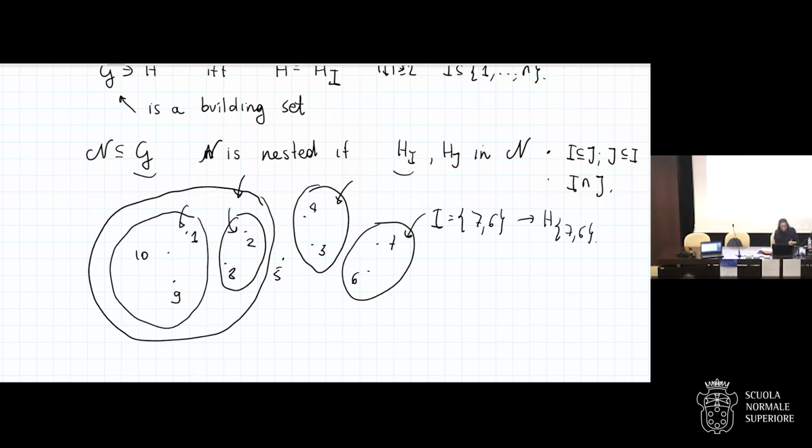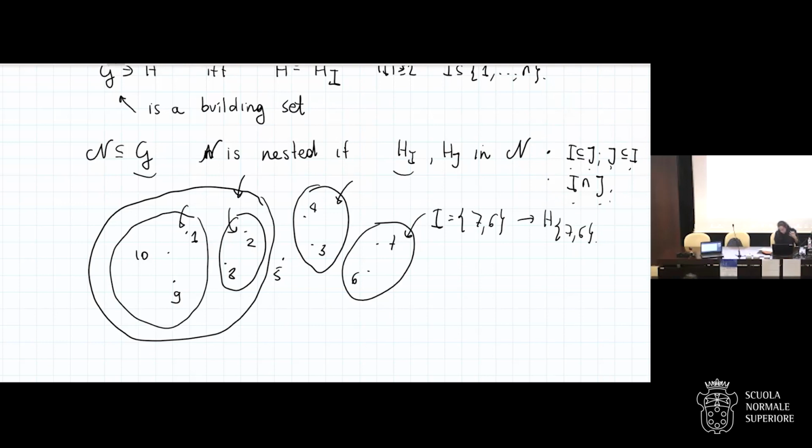One can see that in this picture, every two subsets of n are either contained one in the other, or they have empty intersection. And so this drawing of this diagram actually represents a nested set. And I think you can actually see why these are called nested sets. Somehow it gives the idea.